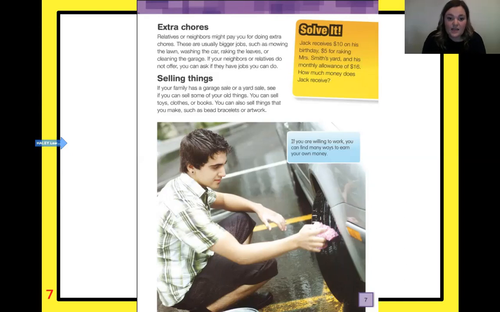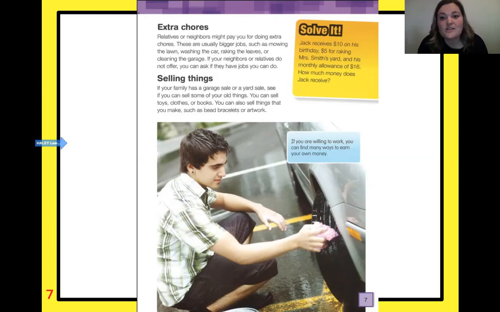Selling things. If your family has a garage sale or a yard sale, see if you can sell some of your old things. You can sell toys, clothes, or books. You can also sell things that you make, such as bead bracelets or artwork.